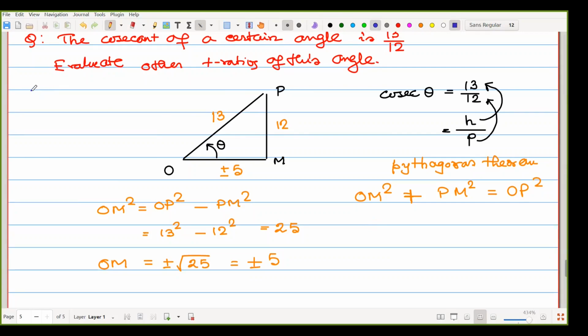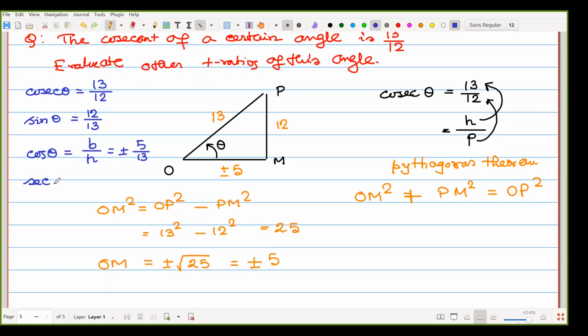First one, we had cosec theta, that is given 13 by 12. So sine theta, obviously 1 by cosec theta, that is 12 by 13. Now cos theta. Cos theta means base by hypotenuse. Now base is equal to plus minus 5. Hypotenuse means 13. So that is plus minus 5 by 13.